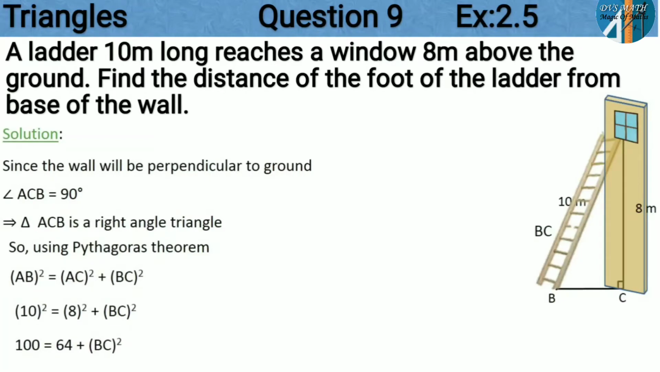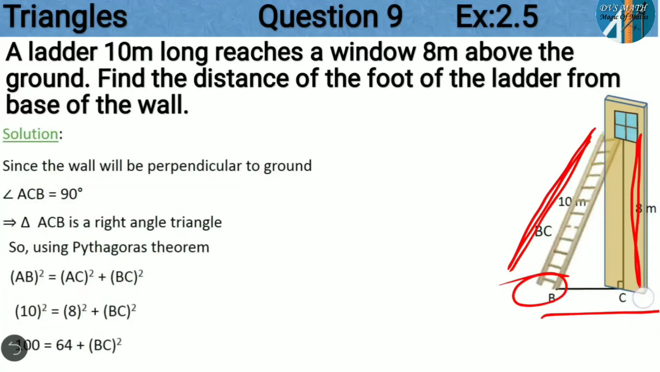Now let us concentrate on this question. As you all know, a ladder we always make as a slant, right? You can observe in the figure, the ladder is slant to the wall. And remember, the wall is always perpendicular to the ground. Here the ladder is 10 meter long and it reaches the window which is 8 meter above the ground. They are asking us to find the distance between the foot of the ladder and the base of the wall.